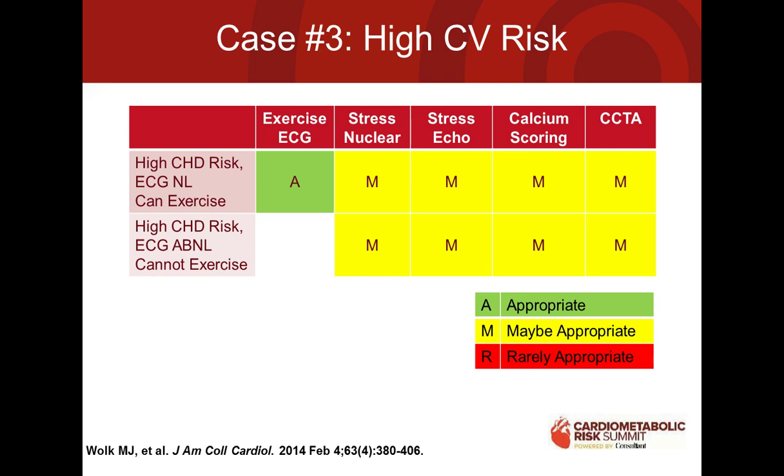In the appropriate use criteria, we now have our first green, our only green, in asymptomatic patients, and that's if they're at high risk, they can exercise, and you want to put them on a treadmill, it would be appropriate to do so.